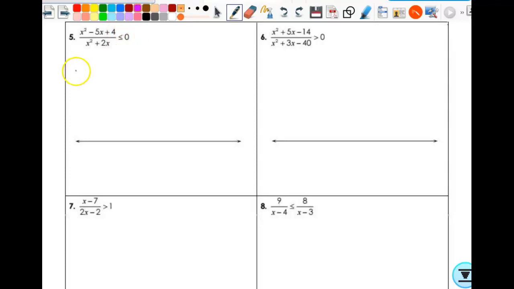So we are going to factor. When I factor the numerator here, I'm going to get x and x. And what are my two numbers?